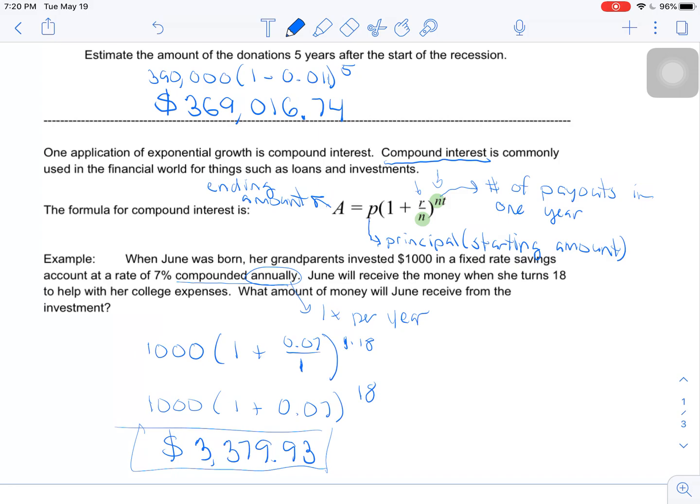So what you're going to do today is practice doing some problems like this that are going to use our exponential growth and exponential decay formulas so that you can practice calculating with exponential formulas for real life situations.